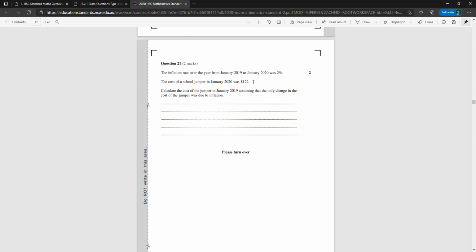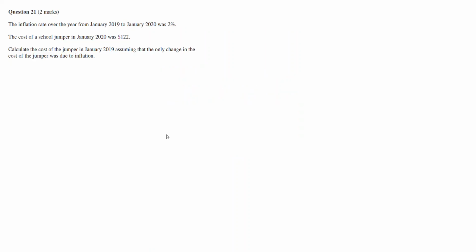So what you know is that inflation increases the price, right? Let's take this out here first. Inflation increases the price. So if the price in January 2020 is $122, the price at January 2019 has to be lower. So usually the inflation formula would be the price at January 2019 multiplied by 1 plus inflation, to the power of the number of years. In this case, it's only 1 year. And that would give you the price for January 2020.